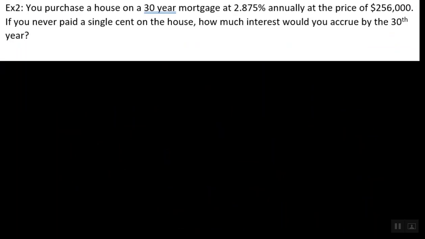Okay, here's our second example. You purchase a house on a 30-year mortgage at a 2.875% annual interest rate. By the way, this is roughly speaking the rate that people are getting right now. And we'll look at this later on, but this rate is so low, it's actually encouraging people to go crazy buying houses because they can lock in the same monthly rate for the next 30 years. All right, and the price of this house would be $256,000.